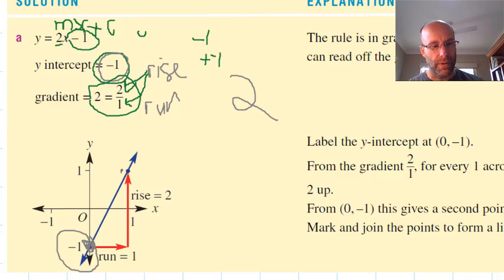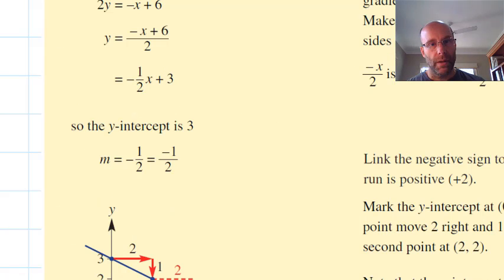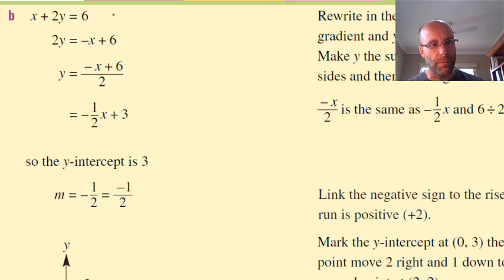So it goes up 2 and across 1. You can see that we can get the second point here by going up 2 and across 1, or across 1 and up 2. It doesn't matter about the order. They've done the run and the rise, and it still works. If you go rise 2 then run 1, you still end up in the same place. And that's our sketch.